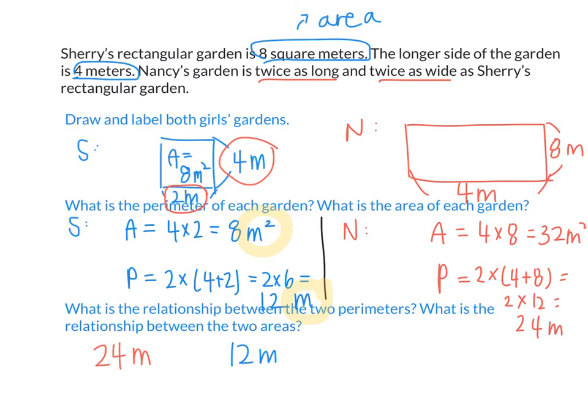What about the areas? Let's take a look at that. Sherry's garden has an area of 8 square meters, whereas Nancy's garden has an area of 32 square meters. Is that also twice as big? No, it is not. It is 4 times as big. I know this because 8 times 4 is 32. So you'll notice that the perimeter gets twice as big when you double the measurements of the length and the width, but the area gets 4 times as big when you double those measurements. I want you to write this down in your notebook because this is a very important relationship to note.